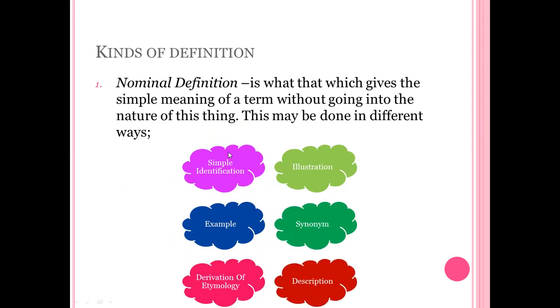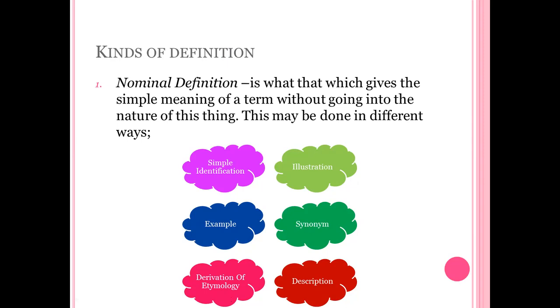For simple identification, it's just the simple meaning of the word, and for illustration, basically the illustration of a particular subject or object. For example, we are just using an example. And for synonym, of course, we all know that a synonym is the same definition of a particular word. We have here examples: capricious means fickle, inconstant means changeable, and poltergeist means friendly or unfriendly ghost. So that is synonyms.